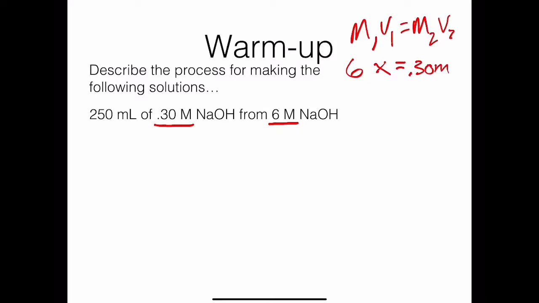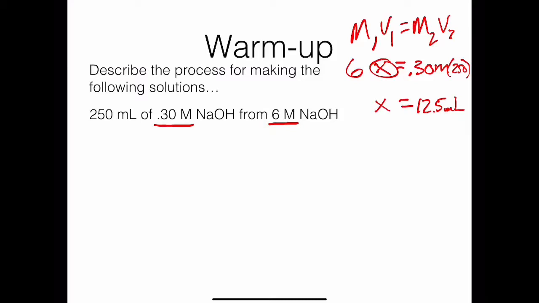And then we're multiplying that by the volume that we need, which is 250 milliliters. Now we don't need to convert this to liters, because as long as we're putting milliliters into the equation, that's exactly what we're going to get out as a result. So if we plug this into our calculator, we're actually doing 0.30 times 250 and dividing that by 6, because the idea is that we're isolating that X. And when we divide both sides by 6, we get that X equals 12.5 milliliters, which means we need 12.5 milliliters of a 6 molar solution.